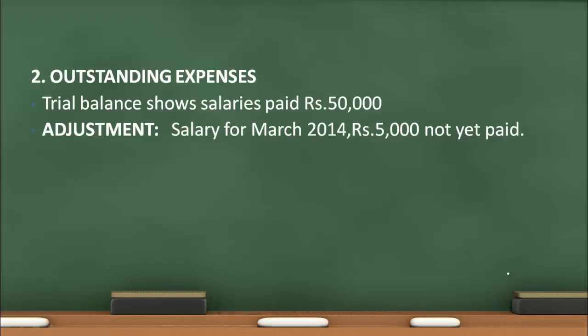Students, this is the second adjustment in final accounts, that is outstanding expenses. The trial balance shows salary paid rupees 50,000. The adjustment says salary for March 2014 was not paid. The amount is rupees 5,000.